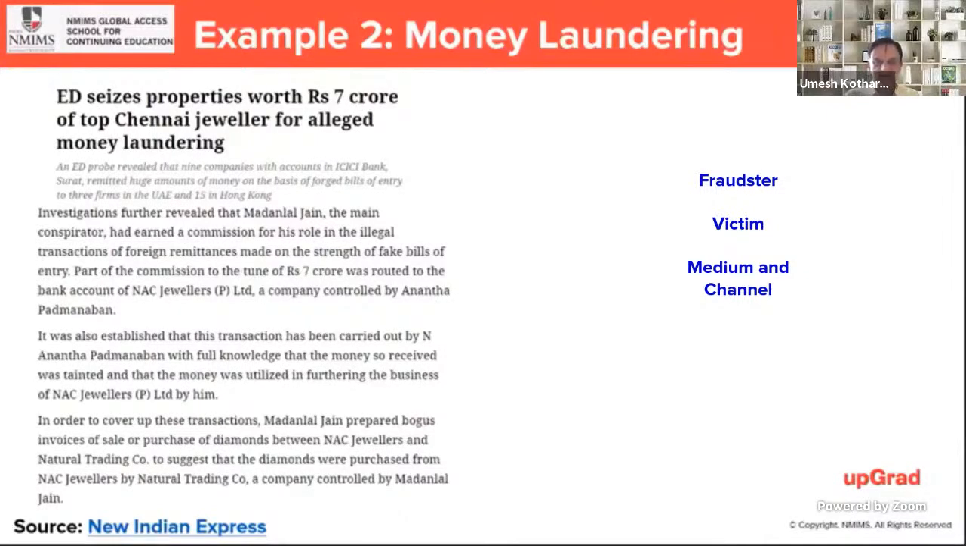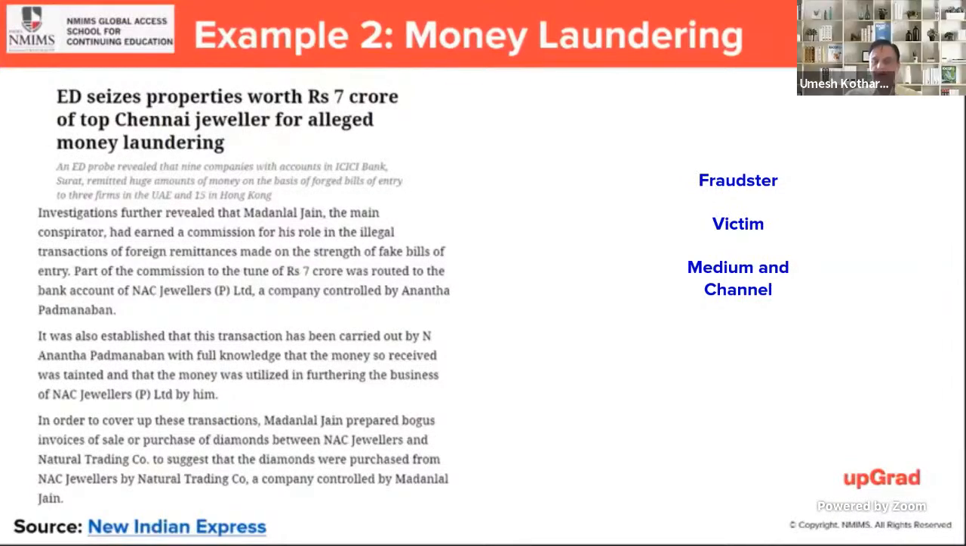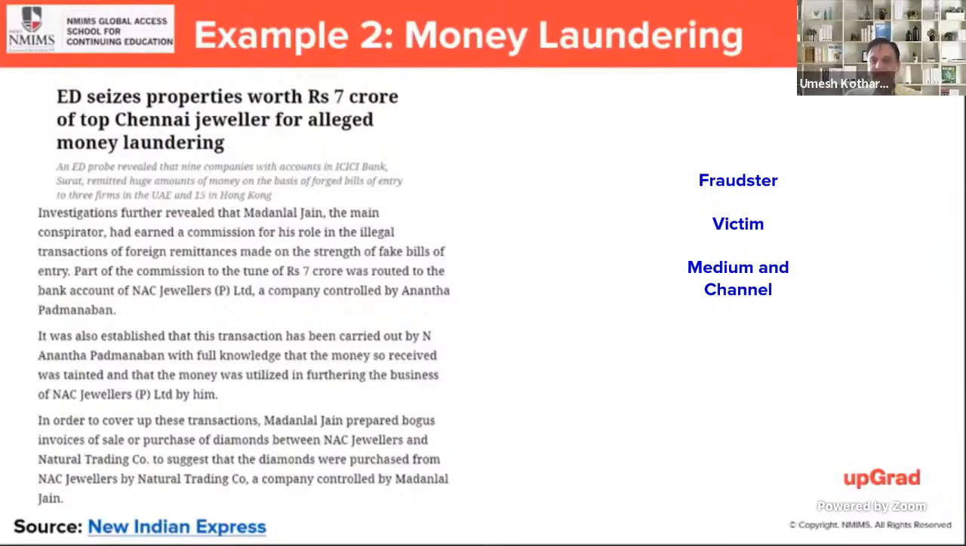Yeah, go ahead, Jaya. So I think the fraudster here is Madan Lal Jain from the NAC Jewelers. Victim is the bank, basically, because even the company which is receiving the money is also controlled by Madan Lal. They are all together in this scam. So I think the victim is the bank, ICICI Bank here. The medium via which the fraud occurred was the ICICI Bank itself, and the channel is an online channel. They are using the bill discounting method to create these fraud bills and getting the money from the bank. Good. In fact, how close are you to saying, Jaya, that ICICI is also the fraudster?